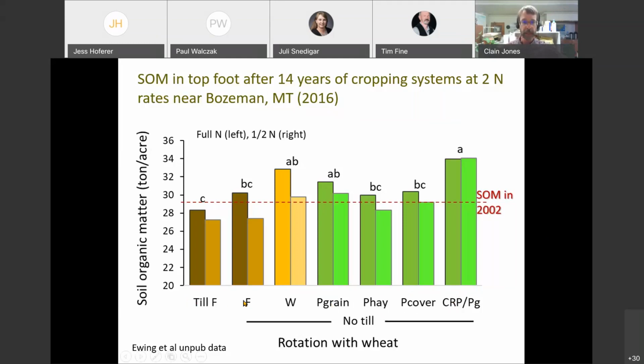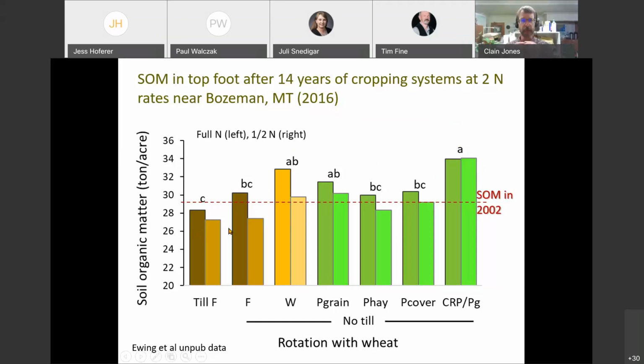What really stands out to me is that this continuous wheat system had the highest amount of soil organic matter. The CRP system, followed by pea grain, had the highest amount also. It was about tied, and it had the highest amount for both a high nitrogen fertilizer treatment and a half nitrogen fertilizer treatment. In the continuous wheat, it was mainly good in this high treatment, and the soil organic matter wasn't as high in the half treatment. The loser here would be tilled fallow.